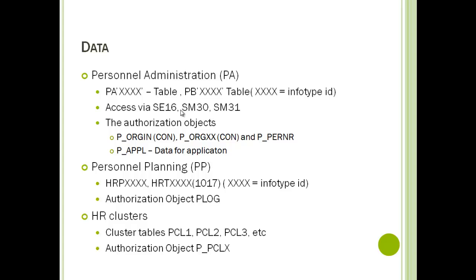For Basis especially, because Basis is the one who will have all authorizations, instead of providing SAP_ALL kind of authorization, we will create a role which will not have any HR authorization. We will take out all the HR objects, P_ORGIN, P_ORGXX and everything, and remove authorization to view these PA tables, PB tables and HR tables. Then you can restrict them from accessing HR data. So this is one way of doing it.